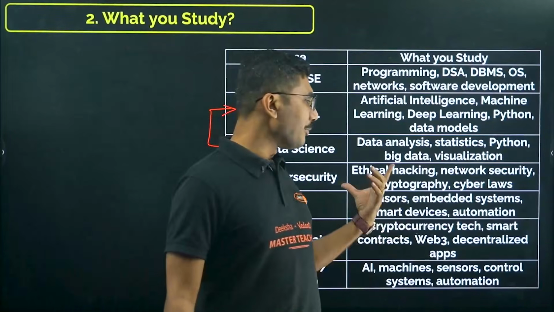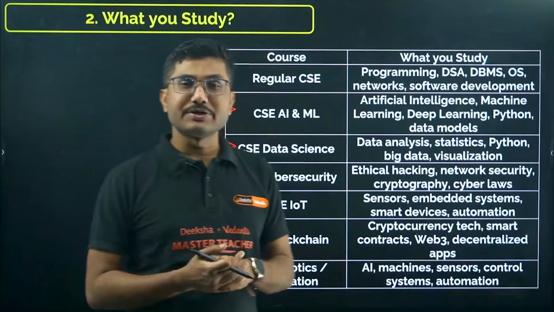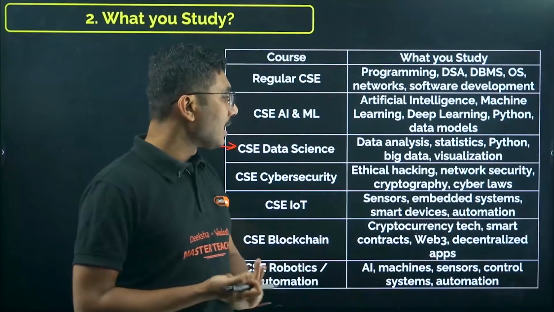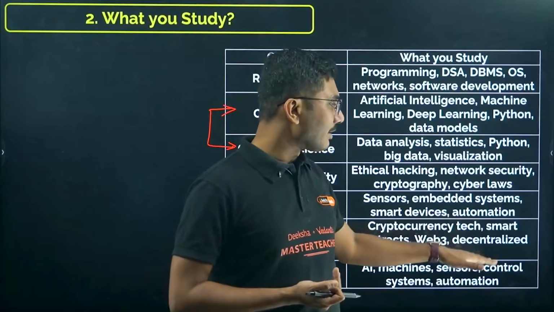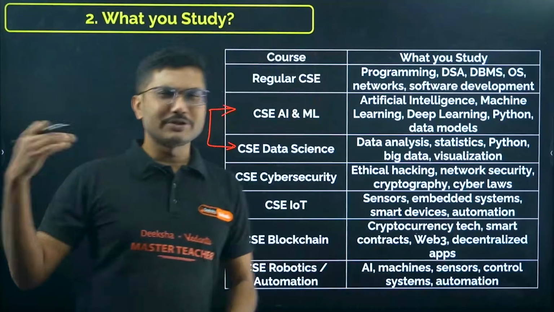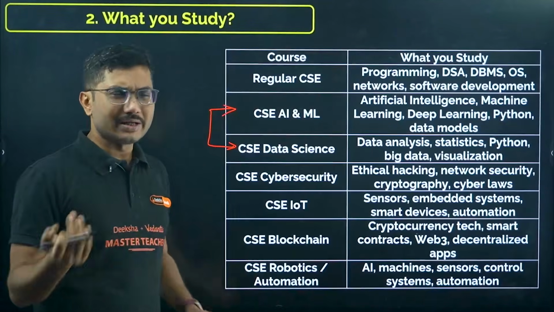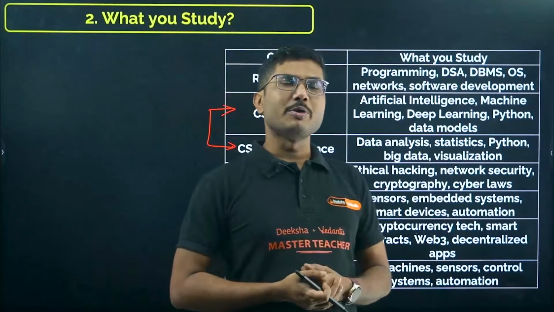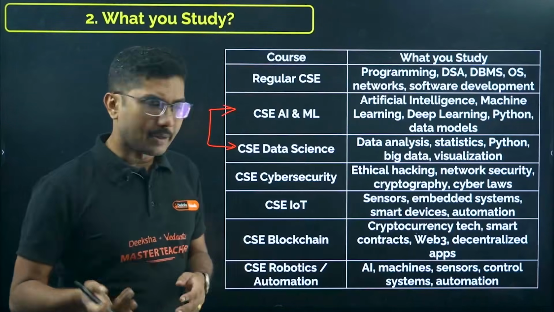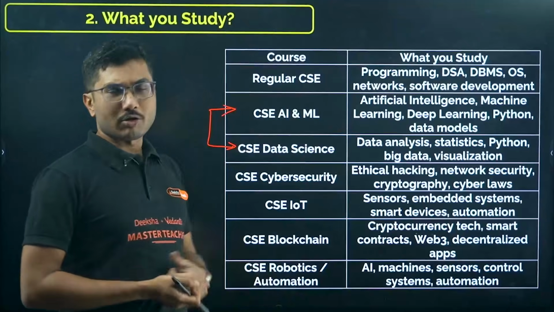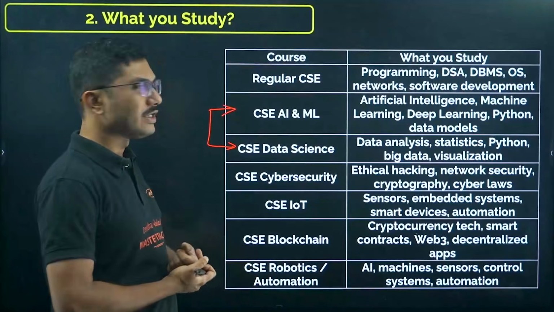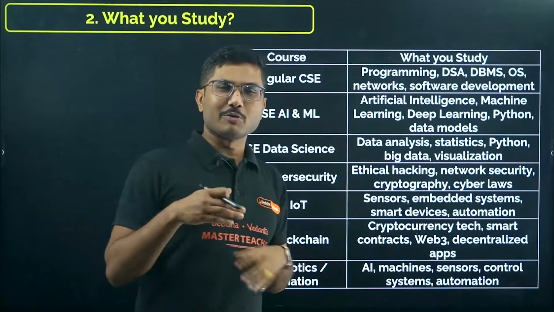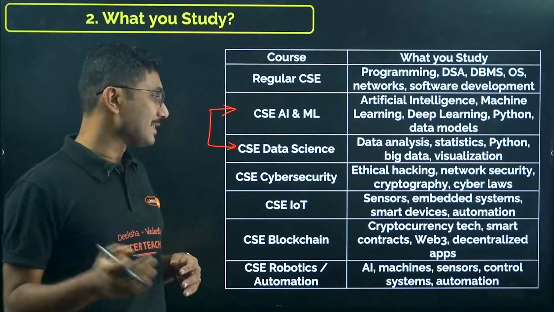Here you will study cryptocurrency technology, how cryptocurrencies are actually developed. Smart contracts, Web3, decentralized apps, etc. So this is also something very interesting. It is an upcoming branch. Maybe after a few years it will also be offered as a separate branch. Now robotics and automation. We have all seen some robo-dogs during our IPL matches, right? That robo-dog works and brings the coin. So that is basically robotics.